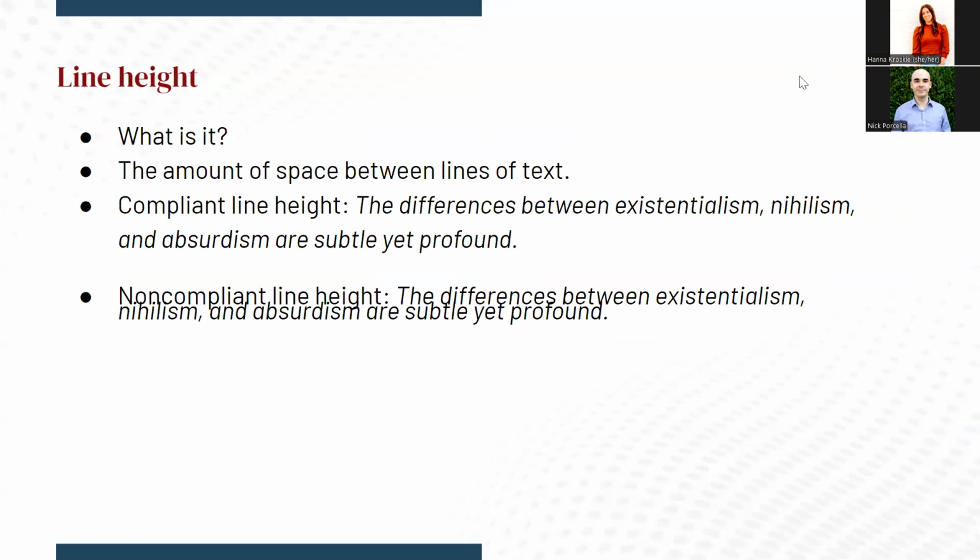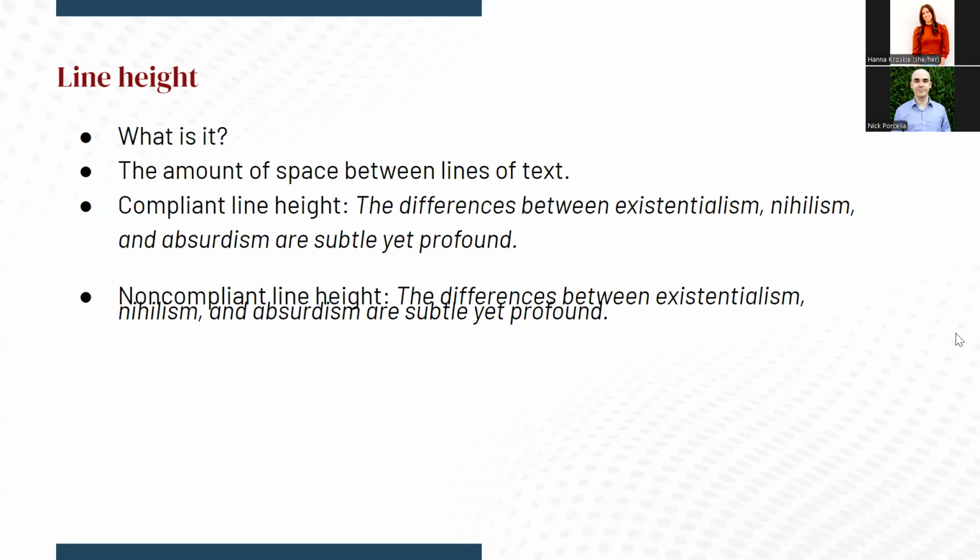Next up would be line height. Simply stated, this is the amount of space between lines of text. And we can see two examples here. We have a purposely compliant and a purposely non-compliant line height. I think it's not difficult to see that one is much easier to read than another. And this would be another area where I think any user can empathize and experience this.